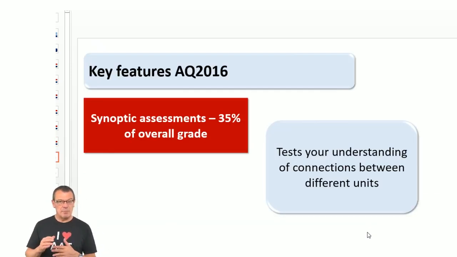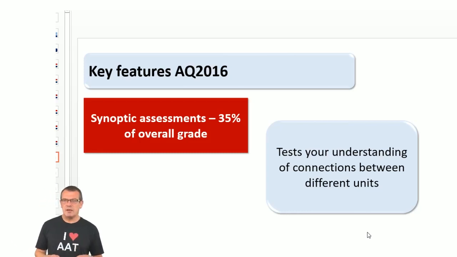So, kind of recapping a little bit here. Key features: the synoptic assessment. 35% of the overall grade is down to your synoptic assessment. Now that is very high. That's over a third in all terms of the unit is down to the synoptic assessment.